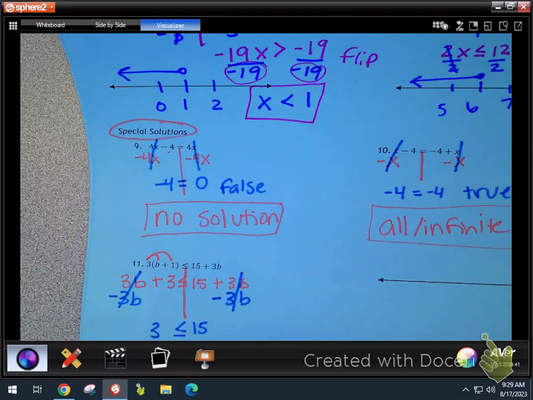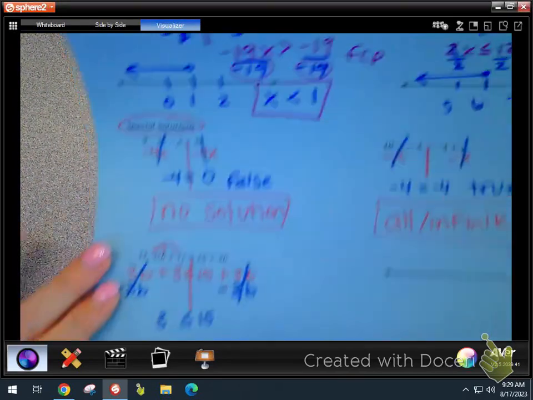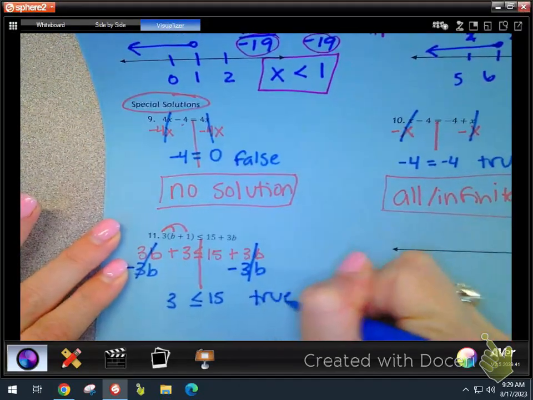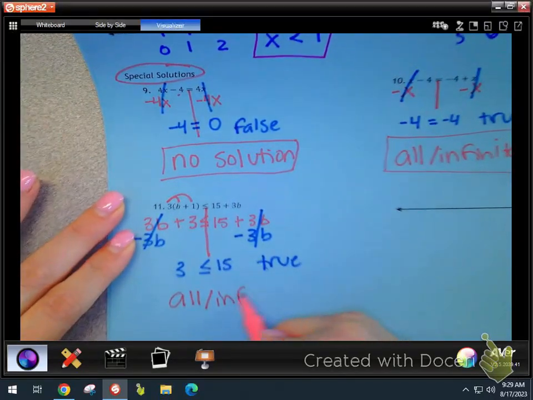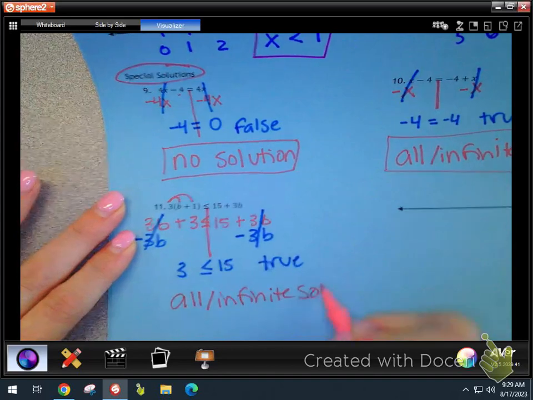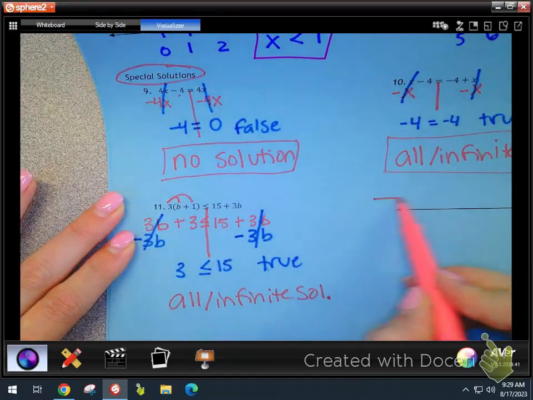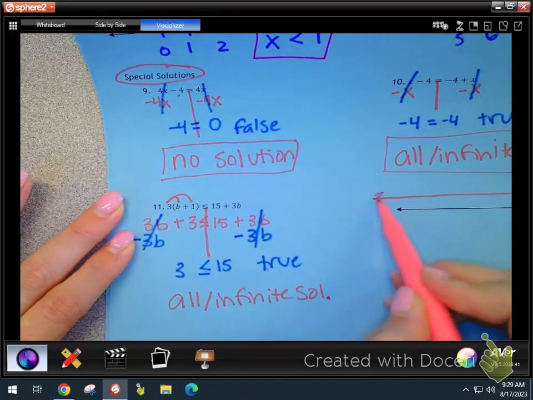Now, this does not say 3 is equal to 15. It says 3 is what? Less than or equal. Is that true? Yes. So then if you get something true, what does it mean? Infinite solutions. And we can't graph those. Well, actually, I guess you can do infinite. On the number line, you just draw a line over it. Like that.